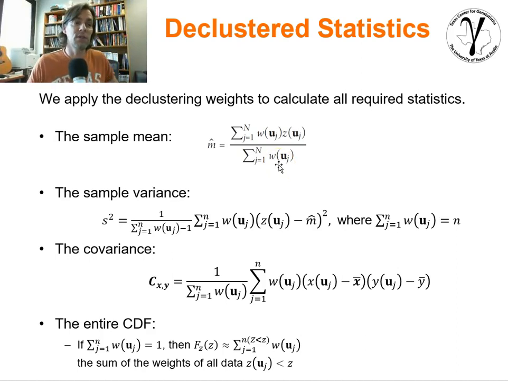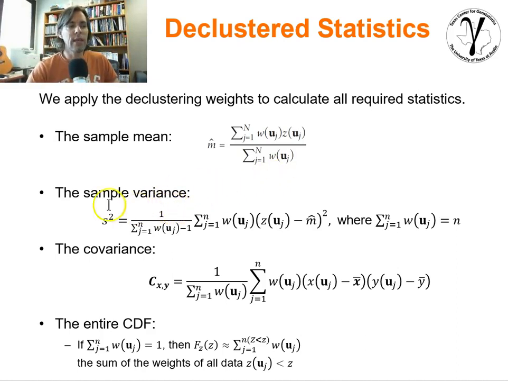Now, if this looks confusing to you, just imagine what would happen if every single weight was equal to 1, like we do when we're not weighting. In that case, we have 1 times the data, so this collapses to just the summation of data, and we would divide by n. This, in fact, would be the regular sample mean that we're used to calculating.